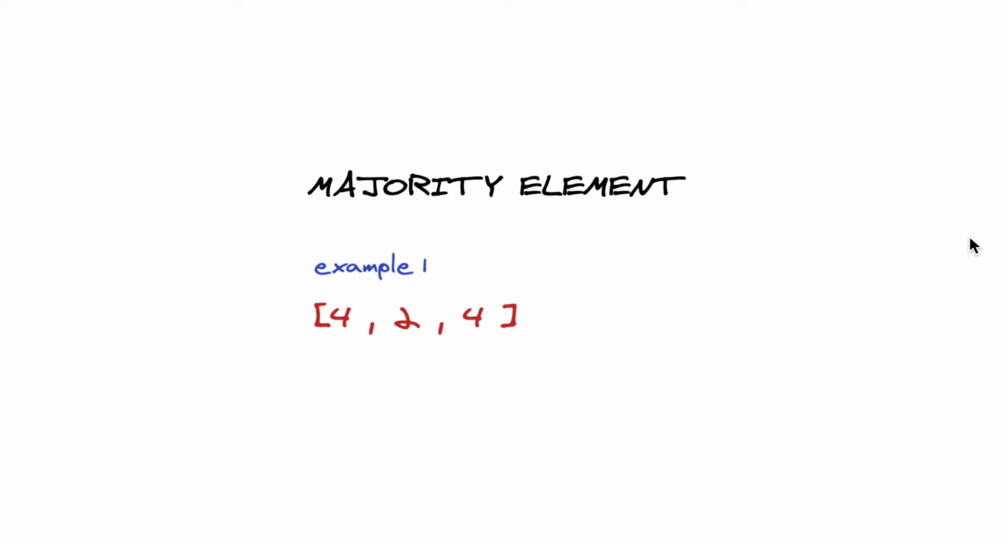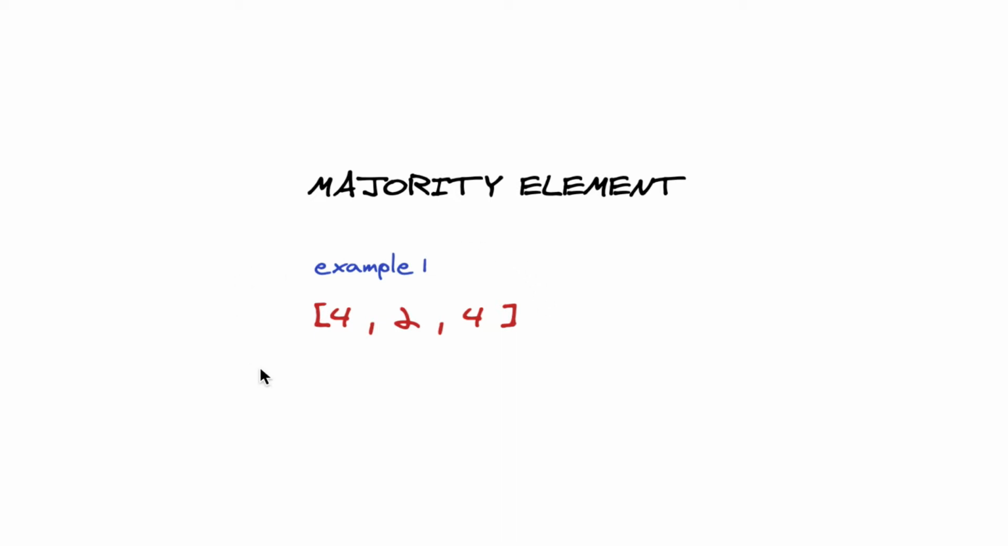Let's dissect the majority element problem. So, a majority is defined as the greater part or more than half of the total. It is a subset of a set consisting of more than half of the set's elements.